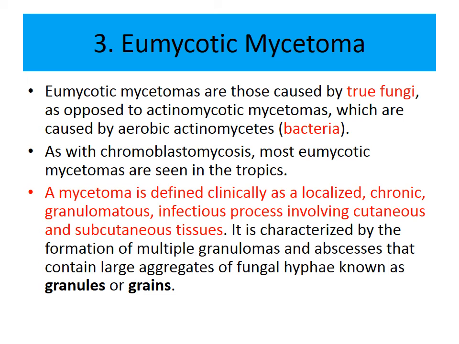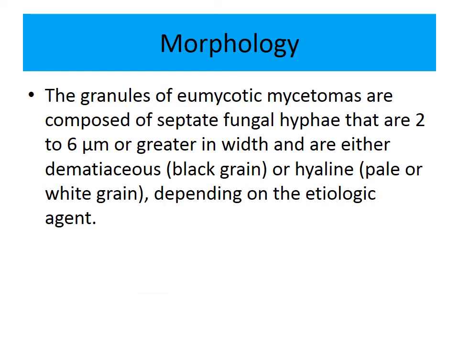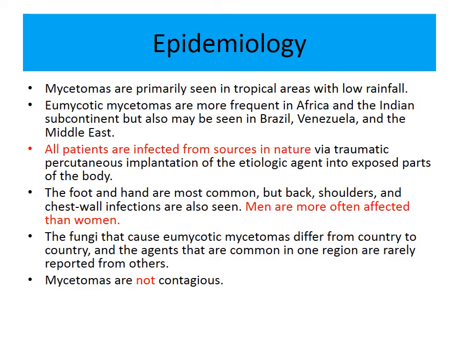If you look at these abscesses, under the microscope and even visually, you will see fungal hyphae, those little drops, and they are known as granules or grains. So they appear like small little grains. Especially for Eumycotic mycetoma, they are a little smaller and they appear black or pale or white green, depending upon the causative organism. And basically, they are present especially in low rainfall areas, Africa, the Middle East, and men are more affected than women.